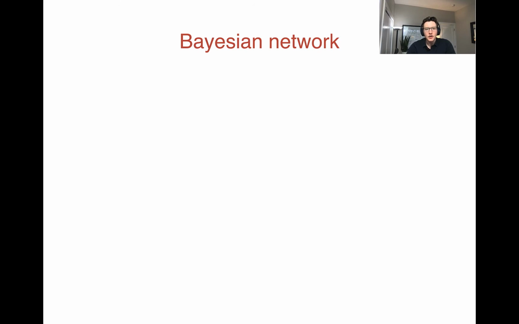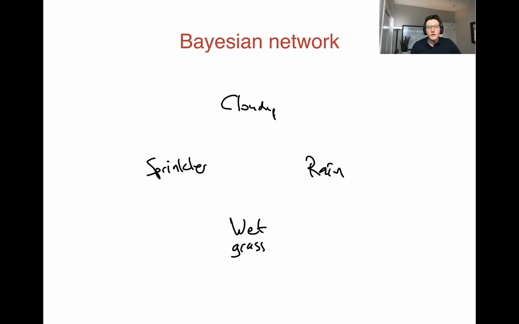Let's start with a specific example, which is the following network of random variables. Let's look at these 4 random variables: cloudy, sprinkler, rain, wet grass. These are all binary random variables, so cloudy, is it cloudy or not? Did the sprinkler run? Did it rain? And is the grass wet? So we define a Bayesian network. A Bayesian network is a way of representing conditional dependence and conditional independence among random variables.